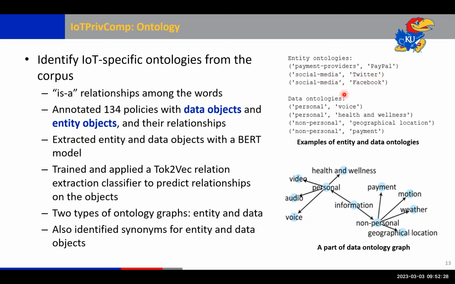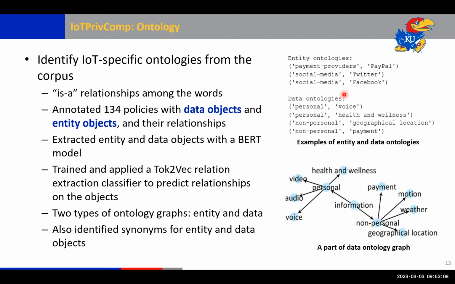We needed that relationship, or we needed to create ontologies, to do semantic analysis of privacy policy. Because when we are checking compliance, we should know what PayPal is, what Twitter is. Sometimes privacy policies use generic terms, sometimes specific terms, so we needed to do that mapping. For that, we hand annotated a corpus of policies with data objects and entity objects. Entities are like we, which is an entity, or a third party, PayPal, that's an entity. Data objects would be like your health and wellness data, voice data, your sensitive data.